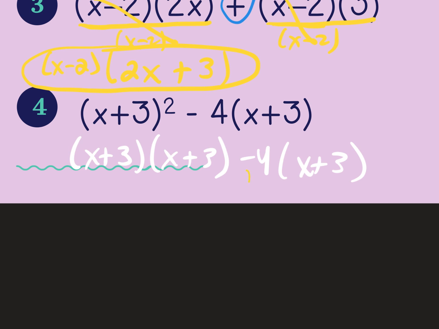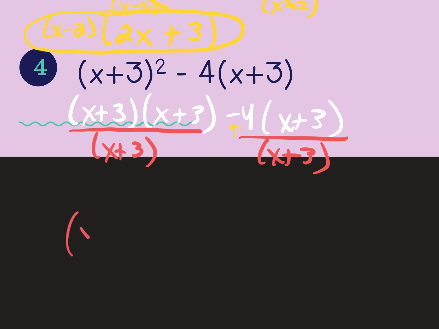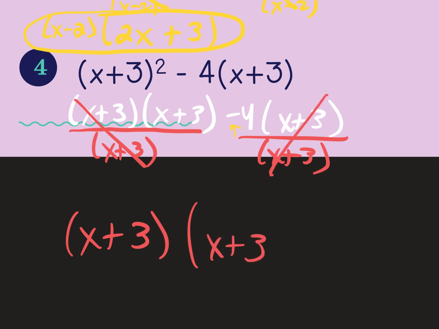Here's my separation, right there. So I have an (x + 3) in both of these terms that I can factor out. So (x + 3) and (x + 3). I'm going to write it out in front one time because that's what I'm factoring out. When I divide out here, I'm left with x + 3. And then I divide out here, and this is minus 4.